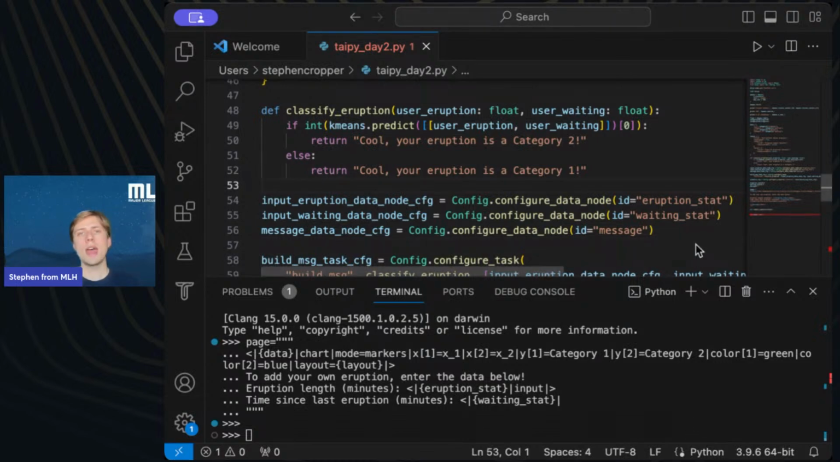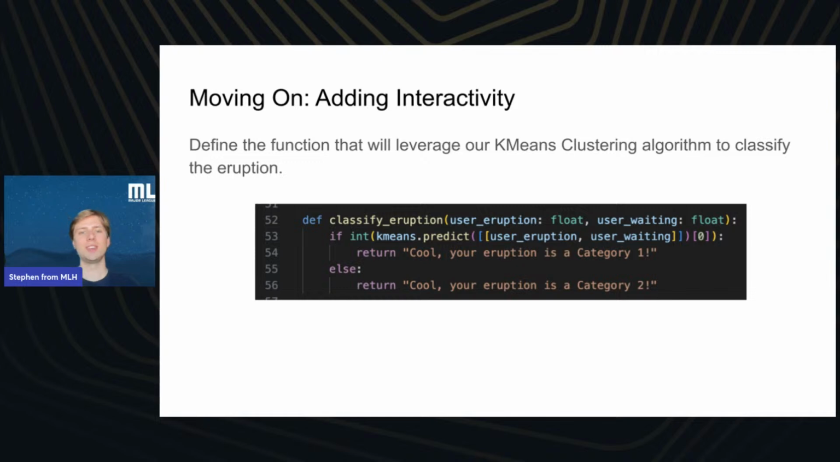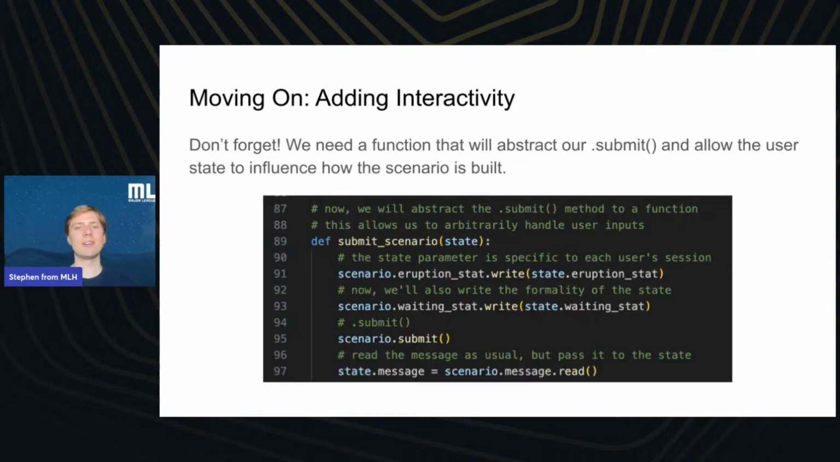So now, finally, we'll do the submit scenario. That's where we're going to write the state into the scenario and build that. So what we'll do is take directly from the state the eruption stat variable and the weighting stat variable and write those onto our scenario.